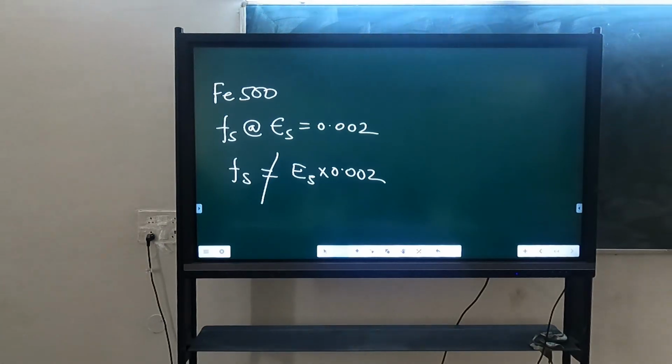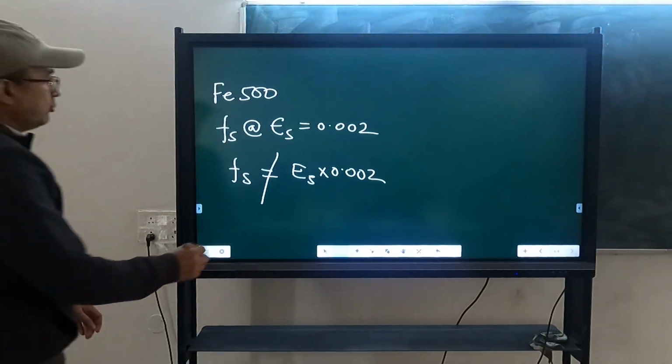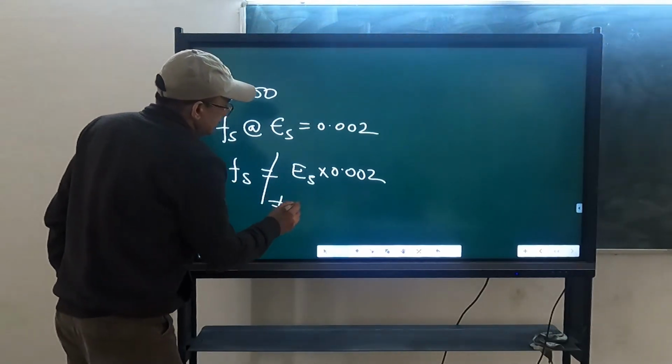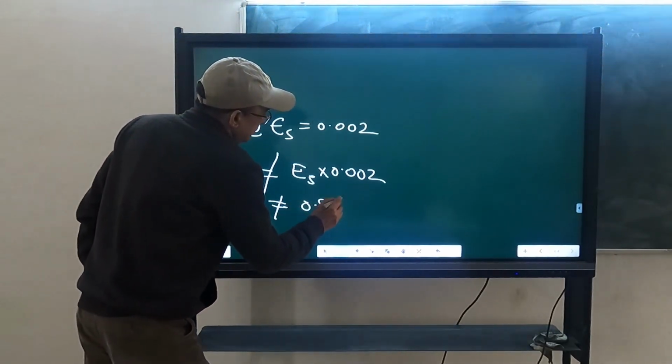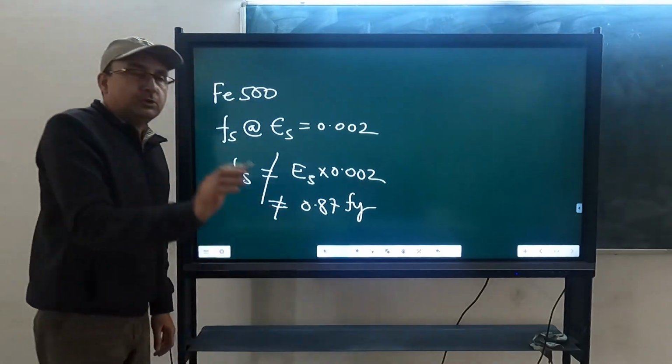So we never said that you have to take it as ES into 0.002. It is not. We have a way to calculate it. We did an exercise in the first semester, you remember? Yes. So you have to use that, and using that you have to calculate. And it is also not equal to 0.87, that is also not true.